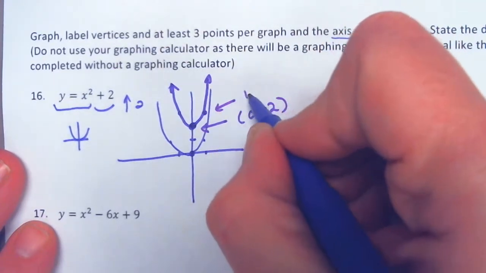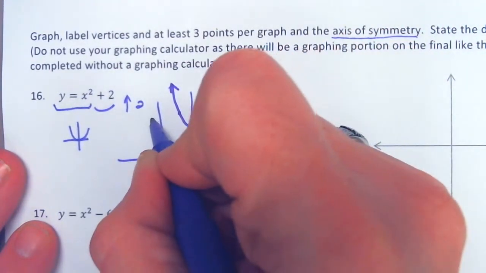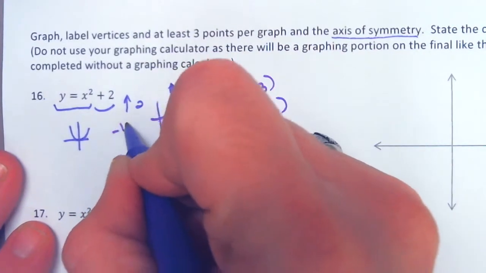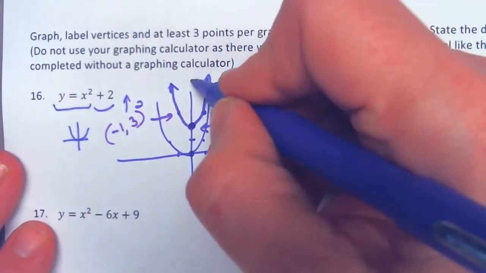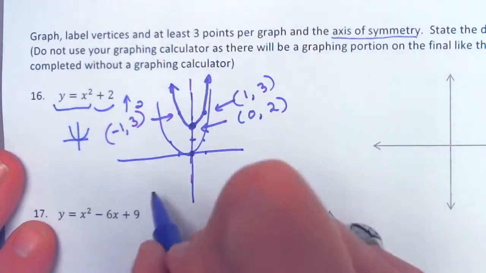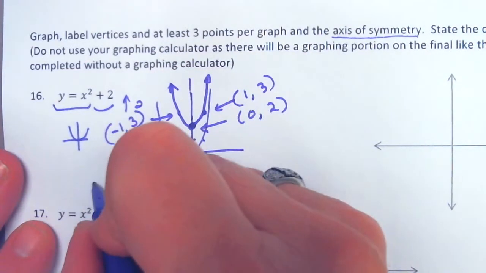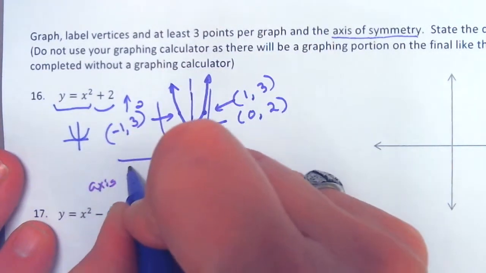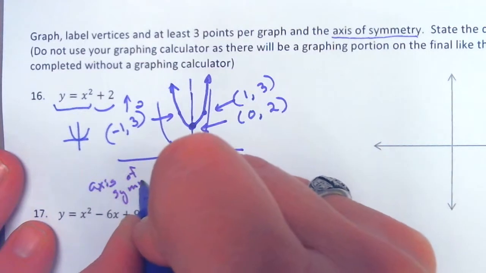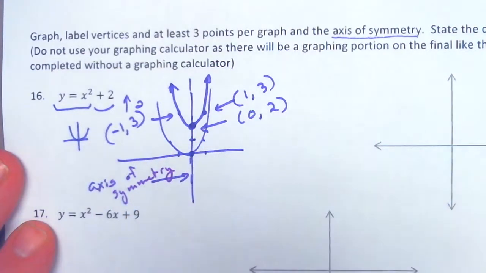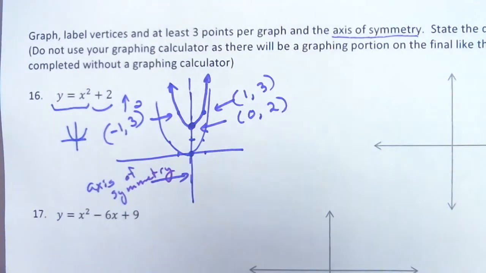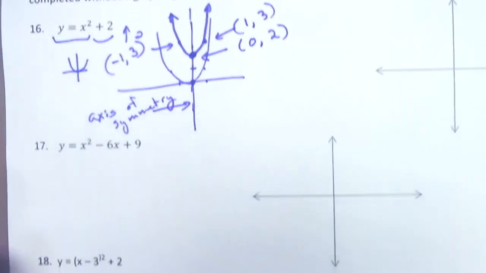This point will be at 1, 3. Back over here, this is at negative 1, 3. The axis of symmetry is right along the y-axis. Okay, so that's 16. 17, y equals x squared minus 6x plus 9.